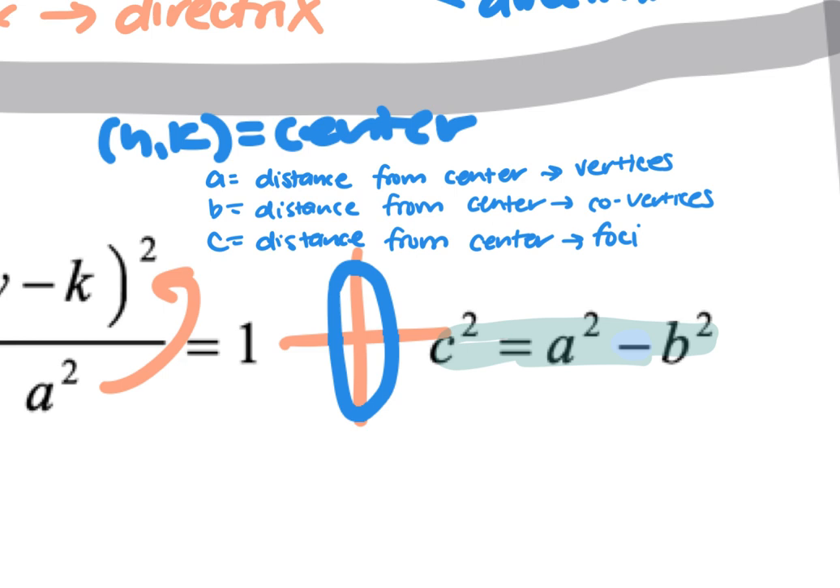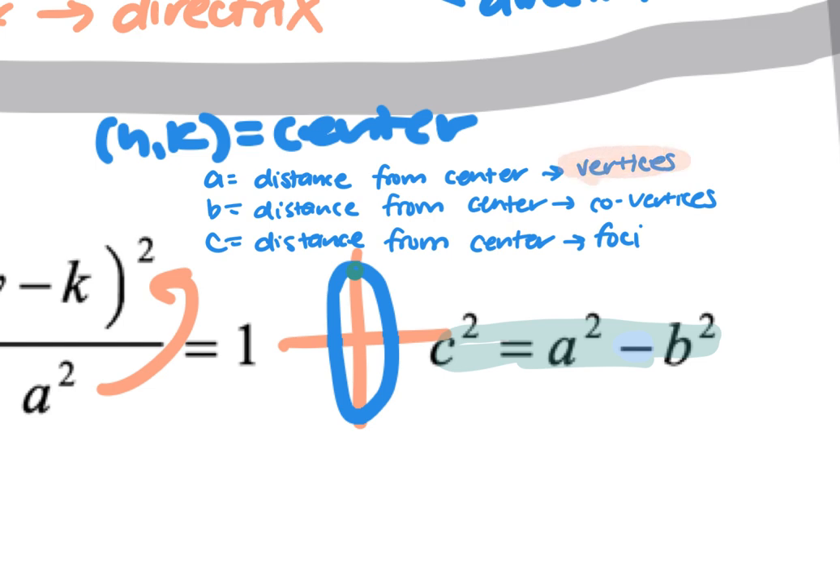The main vertices are the ones that are on the major axis. So let me highlight this in different colors. The actual vertices would be on the major axis here and here. The co-vertices go on the minor axis, or the shorter axis, there and there. And the foci are on the major axis inside the ellipse. So they'd fall inside your oval.